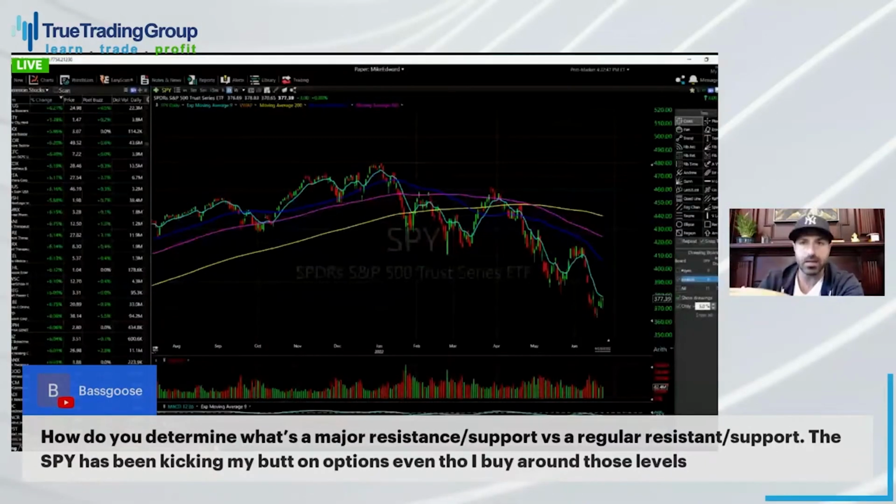Your game plan is literally how you're going to say, this is where I want to buy, this is where I want to sell. If you can't properly identify the support and resistance levels that are significant, you're never going to have the correct game plan. You're going to be buying where you shouldn't. You're going to be taking profit when you shouldn't.